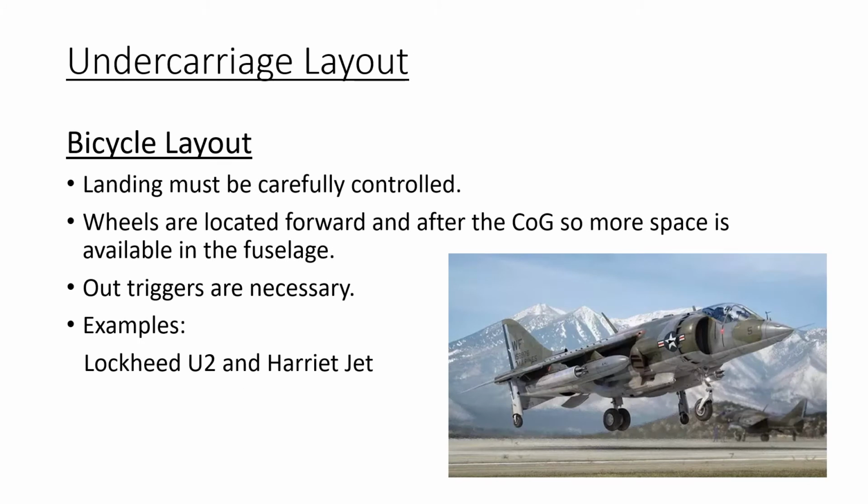Number one is the bicycle layout, number two is the tricycle, and number three is the tailwheel. First of all, we will discuss the bicycle layout. In this type of layout, outriggers are compulsory, and the landing must be controlled carefully. The main wheel units are placed forward and afterward of the center of gravity, so that there is more space available in the fuselage. Very common examples of this are the Lockheed U-2 spy plane and the Harrier jet, the picture of which is shown here.